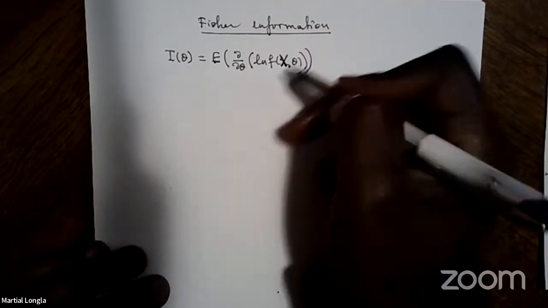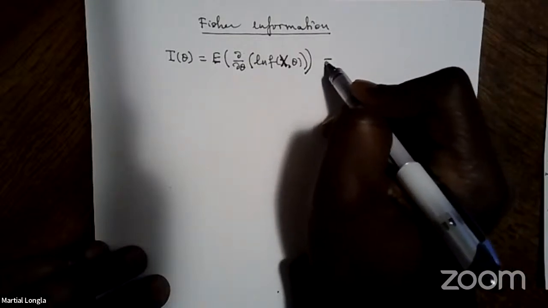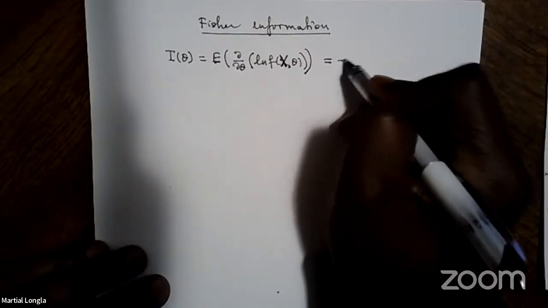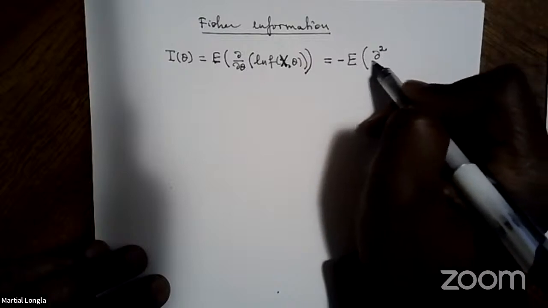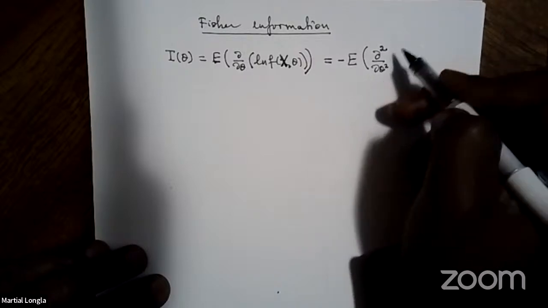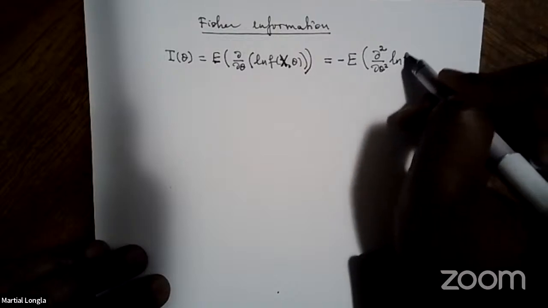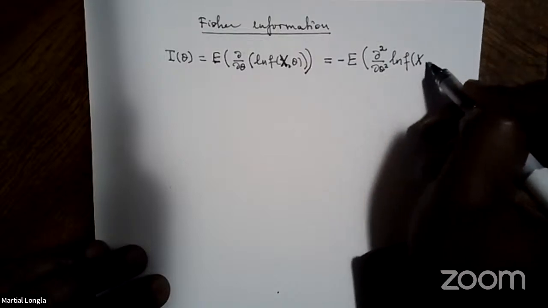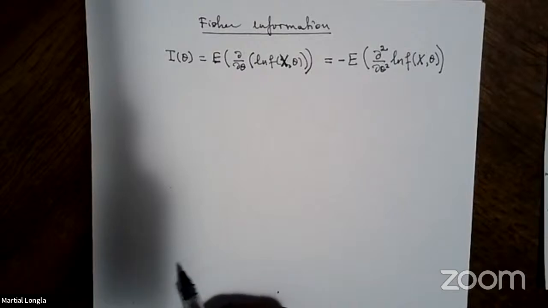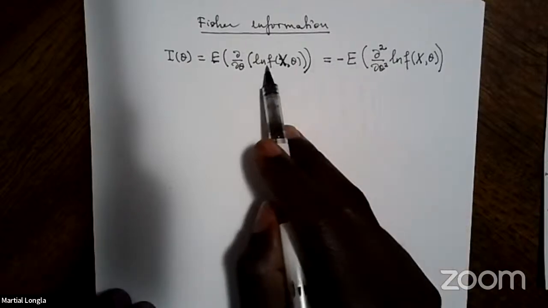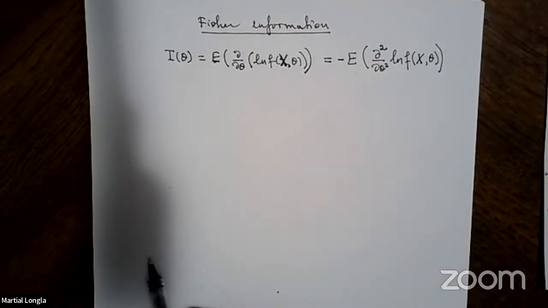And this is the definition. And then an alternative formula for that is negative the expected value of the second derivative with respect to theta of natural log of f of x, theta. So these two are equal under what we call the regularity assumptions. When they are met, then these two are equal. And the most important thing for us here is not that they are equal, but how it is used and why it is important.